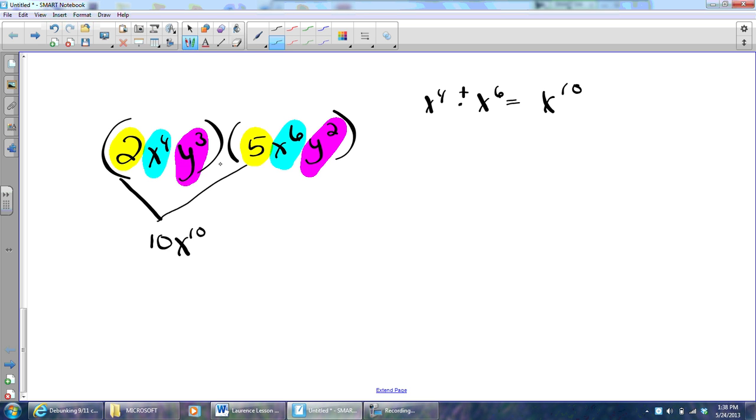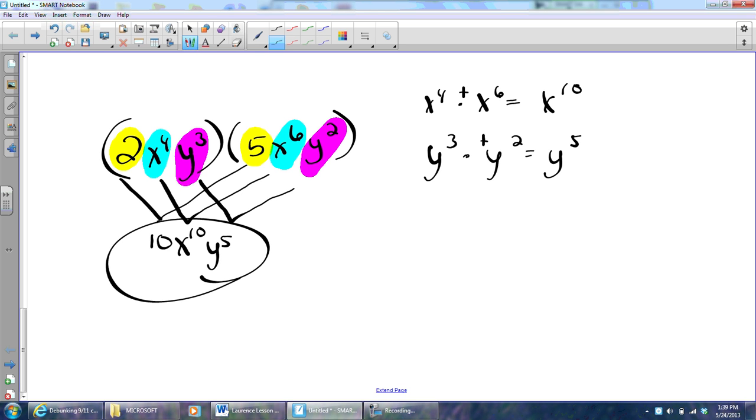And then I have my magenta ones to get me y cubed times y squared. The bases are the same. I'll add the exponents and I'll get y to the 5th. y to the 5th. And there you go. That's how simple it is.